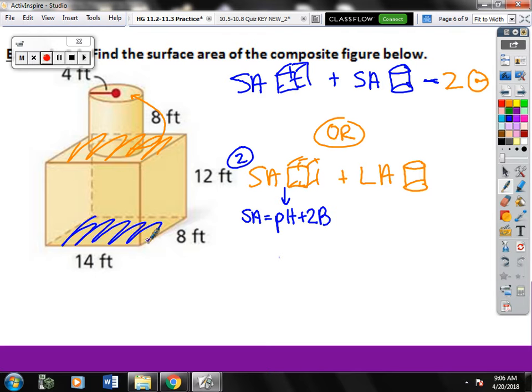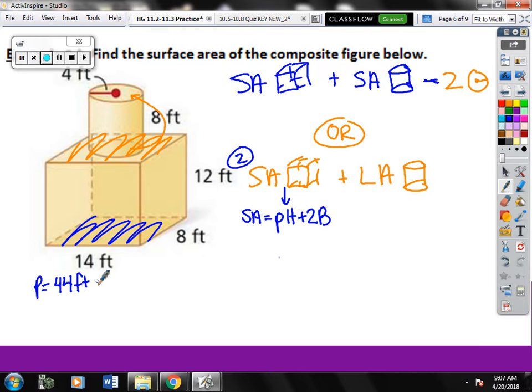So what would the perimeter of the base be? What would the perimeter of our base be? We all can add, and if you can't, you have a calculator. 44, thank you. 14 plus 14 plus 8 plus 8. Or 22 plus 22 if you just add the two sides and then double.